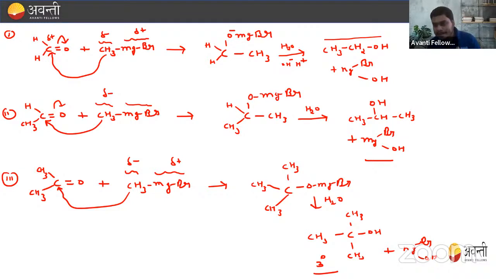Is it clear to everyone? How will you prepare primary, secondary, and tertiary alcohol by using Grignard reagent? Yeah, good. So this is the method. How will you prepare this?